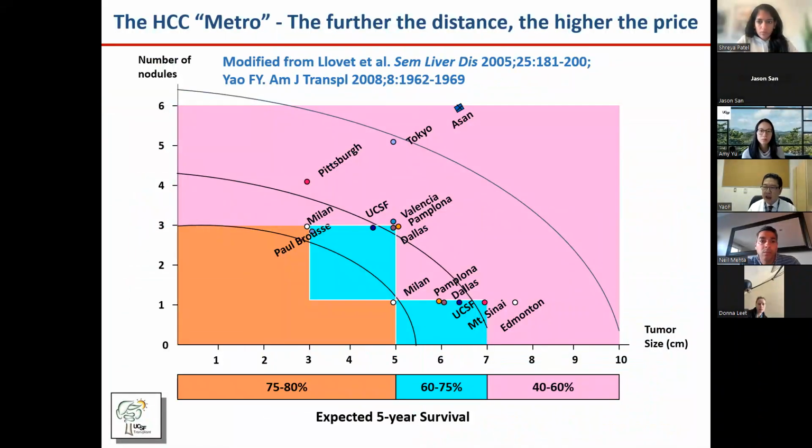So just quickly touch on expanded criteria. The idea of expansion has been compared to the Euro Metro ticket, with the concept of the further the distance, the higher the price. The further you go beyond Milan criteria, the greater the price you pay for HCC recurrence. You can see that many criteria have been proposed. Some were just beyond the boundaries of the Milan criteria, and others are further down the distance and much more liberal.